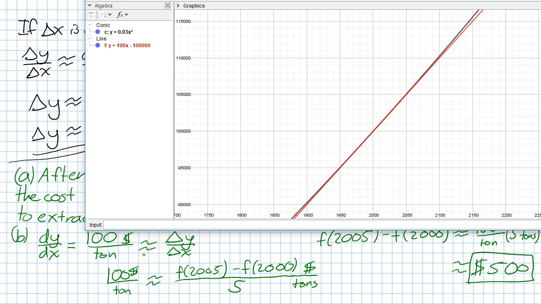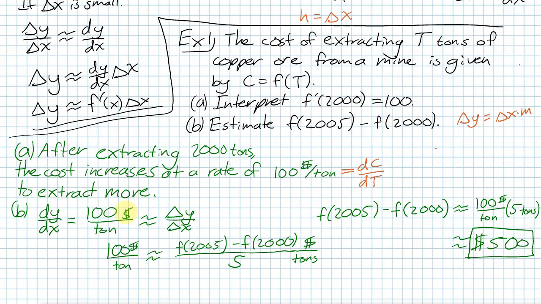Okay, so I'll let you continue hearing the rest of my explanation that I interrupted. The rate of change, the dy over dx at that point, is $100 per ton. That's approximately the average rate of change between 2 points near there. So f of 2005 minus f of 2000 is that change in y, which corresponds to this change in x of 5.